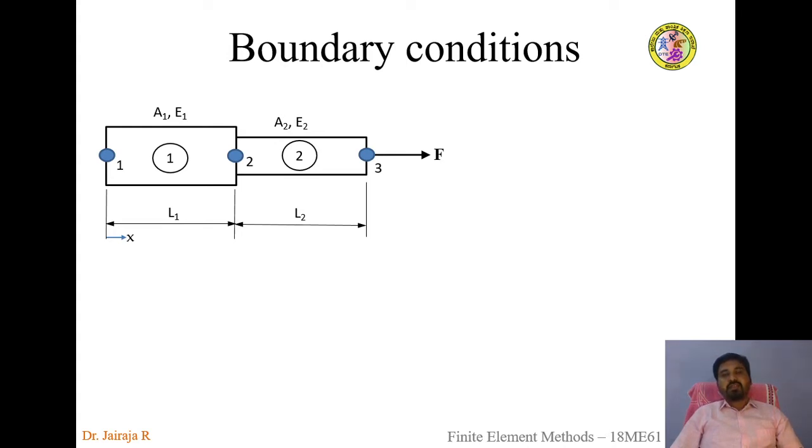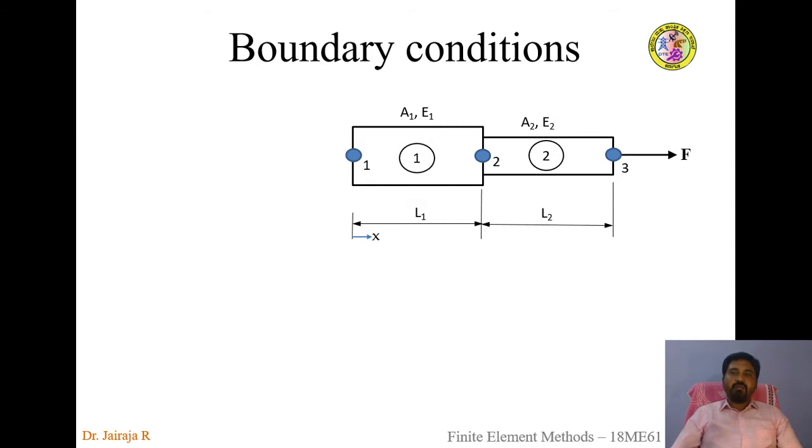If I solve this problem in any software package, I may get an error, or I may get results, but all the values like displacement, strain and stress may be 0. Why? Because if I apply the load at node 3, the entire bar keeps on moving. Since there is no restriction, no constraint, it keeps on moving. This is called rigid body motion.